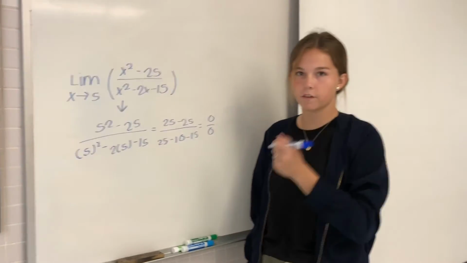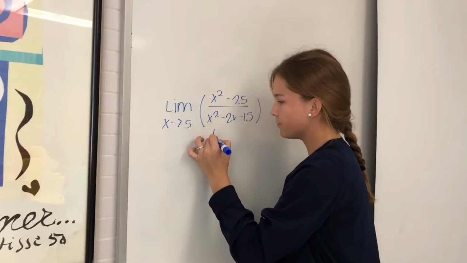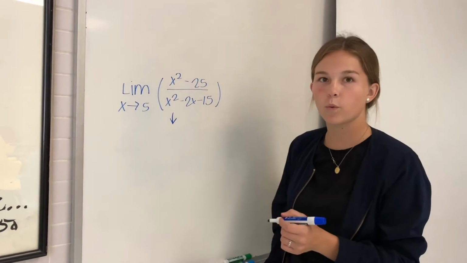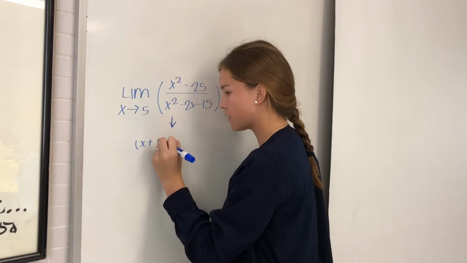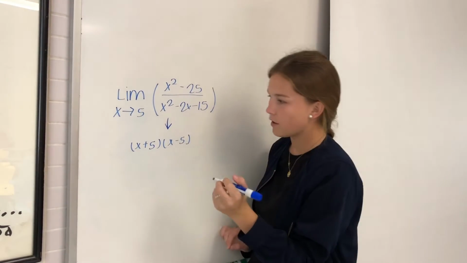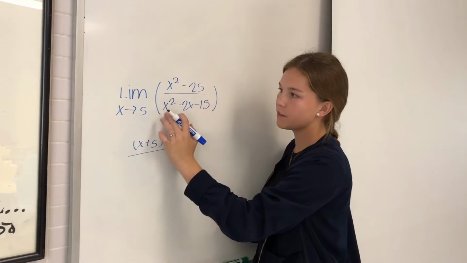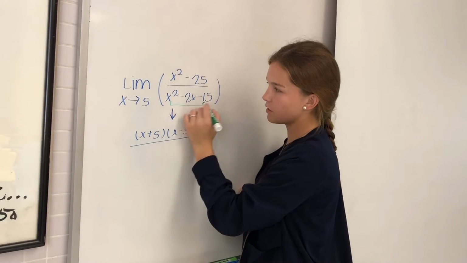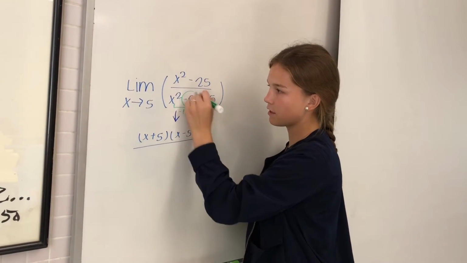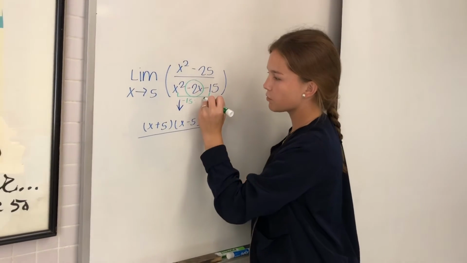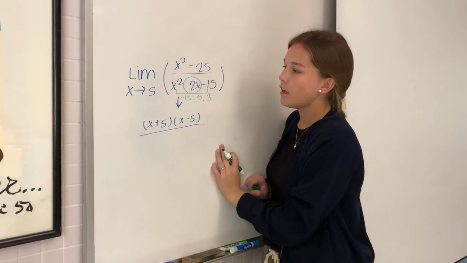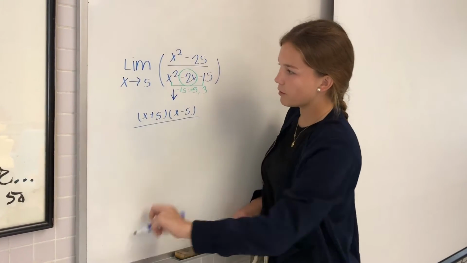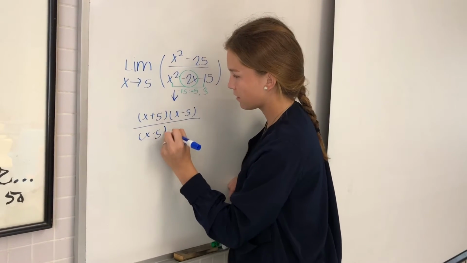So now we need to factorize this equation. First we factorize the numerator, then the denominator. To factorize the numerator, we use the difference of squares rule, which is x plus 5 times x minus 5. To factorize the lower equation, we find two numbers that multiplied give us negative 15 and added give us the number in the middle, negative 2. 5 times 3 is 15, and 3 minus 5 is negative 2, so the 5 would be negative. So in the denominator, we put x minus 5 and x plus 3.